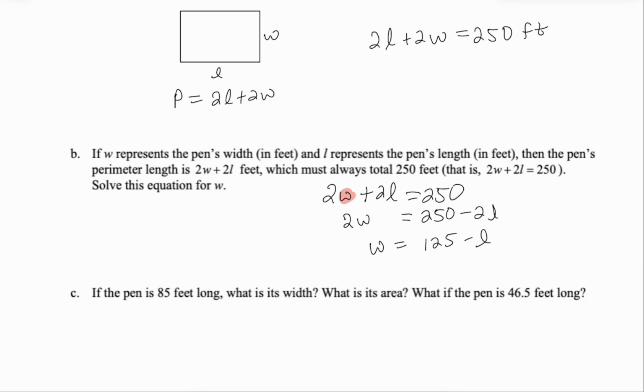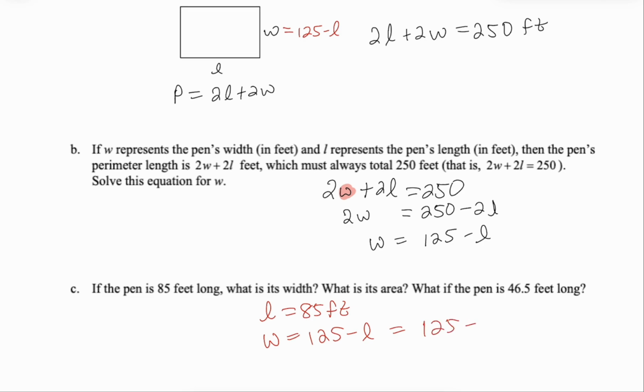Okay. Now let's go back to our picture for a moment and put what we just found W to be. How is it related to L? Well, it's 125 minus L. So if the pen is 85 feet long, that means the length is 85 feet. We just found how the two are related, so W will always be 125 minus L. In this case, they told us it was 85, so it's just 125 minus 85, or 40 feet.